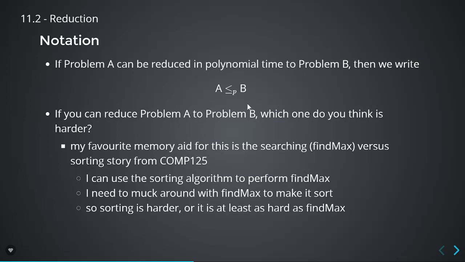So if A can be reduced to B in polynomial time, which one do you think is harder? My favorite story for this is again the Com 125 student who used sorting to perform find max. I hope you remember that story from the previous lecture. I can use a sorting algorithm to find the maximum in an array, but to sort using find max, I have to muck around a bit. I have to do extra stuff, and I have to call find max many times, maybe, right? So sorting is harder, or at least it is as hard as find maximum.